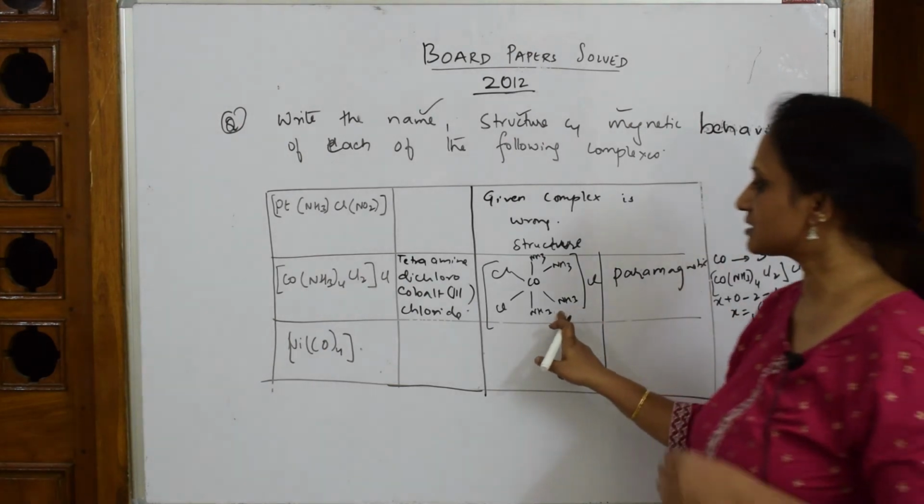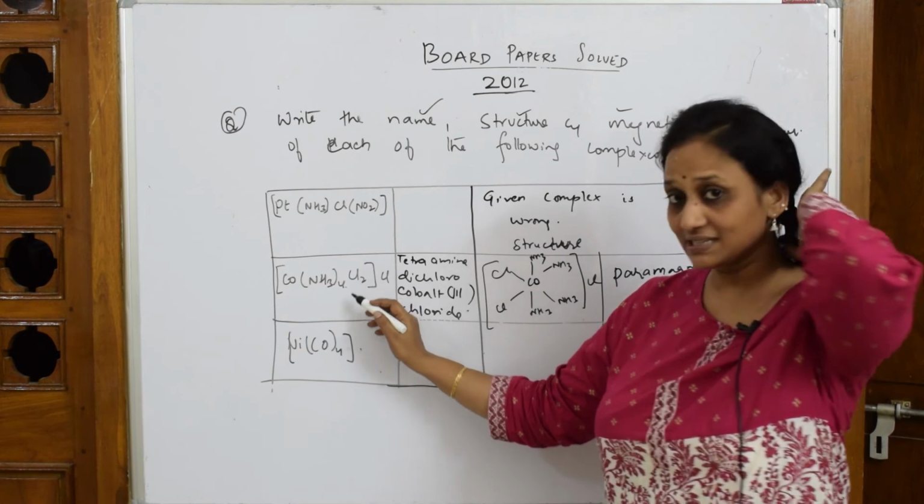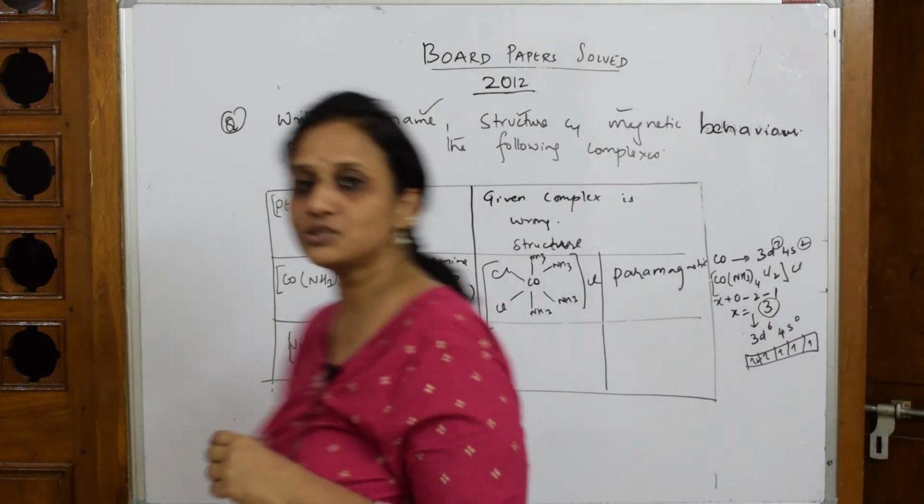And how did I write the structure? I have calculated the number of ligands: 4 plus 2, 6 in the coordination sphere. I made 6 inside and 1 Cl outside. Simple. Let's come back and do the next one.